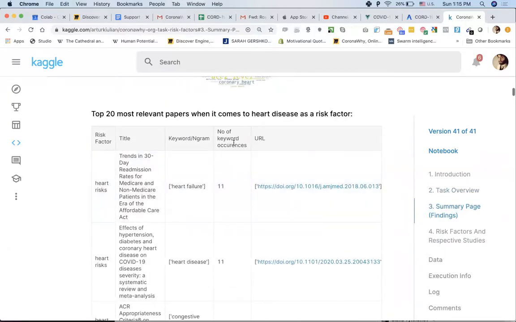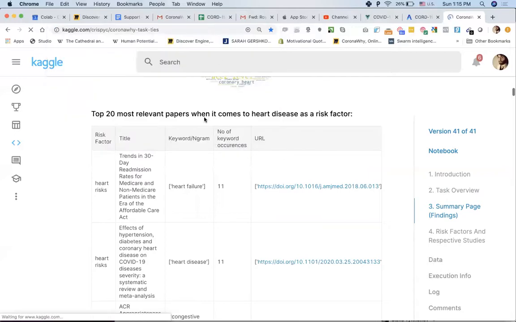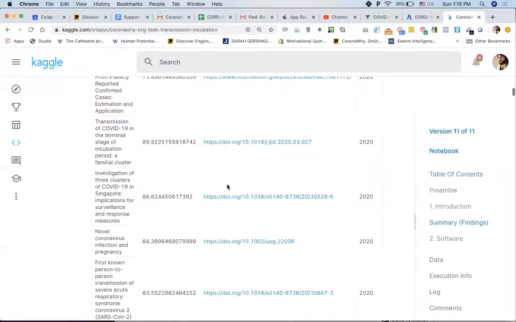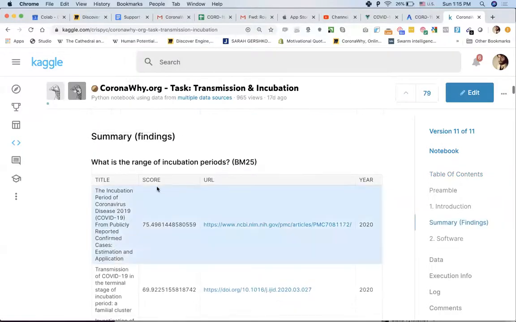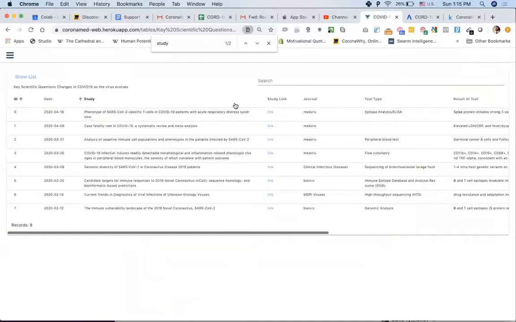Yeah, so like number of keyword occurrences as an example, and then we had a score. I think in this task we had, oh yeah, just the score. So I do agree we should probably start introducing it somewhere here or something. What would be the best way for you, Alex, to assess that type of relevancy metric?